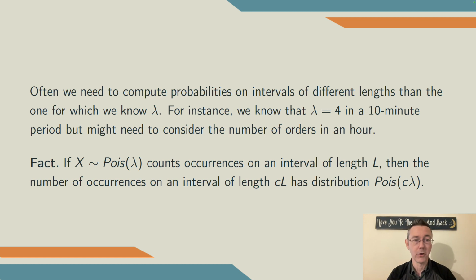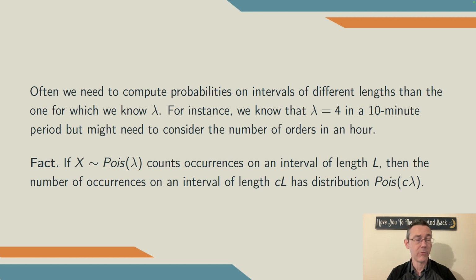It's often the case that we need to compute probabilities for intervals of different lengths than the one for which we know lambda. Like in that last example, we knew that lambda was 4 when we were talking about a 10-minute period of time. But we might want to compute the number of orders that come in an hour or a minute or any other period of time. So this fact helps us address that.